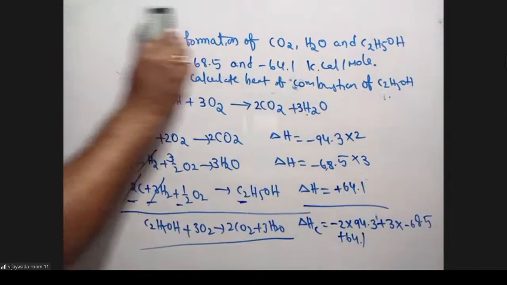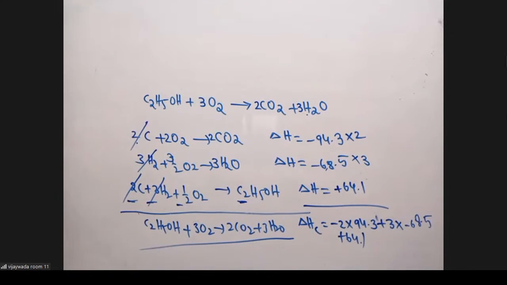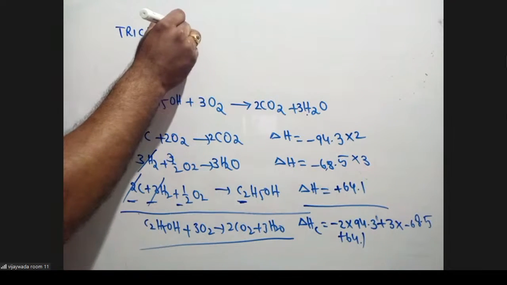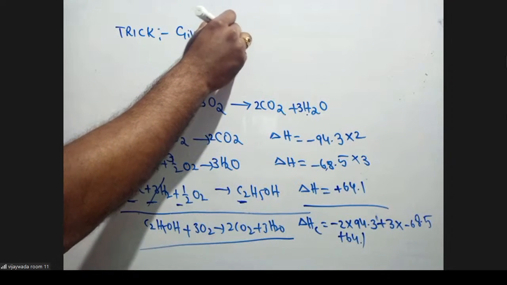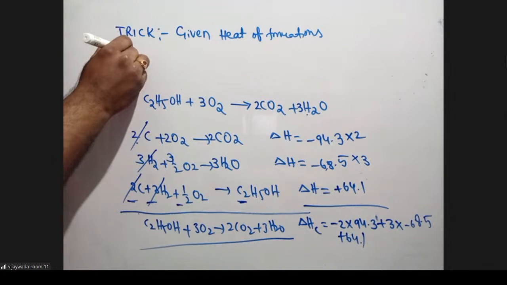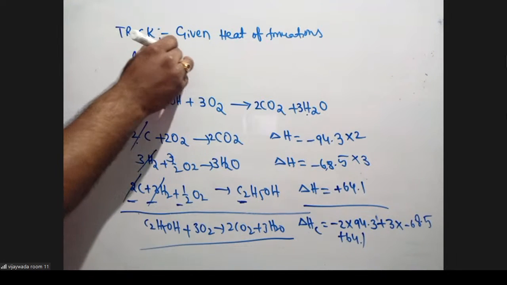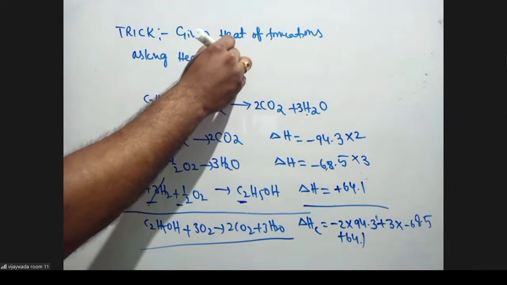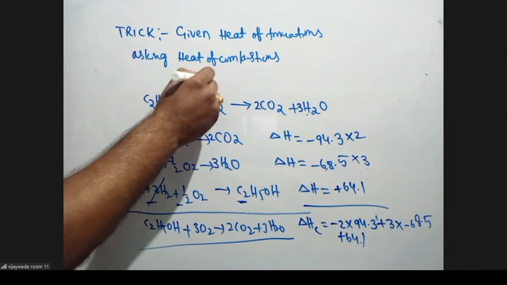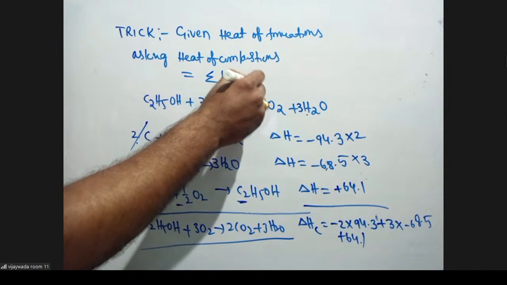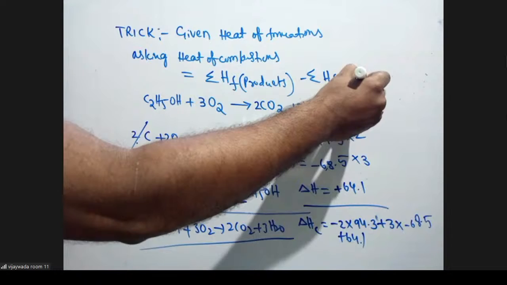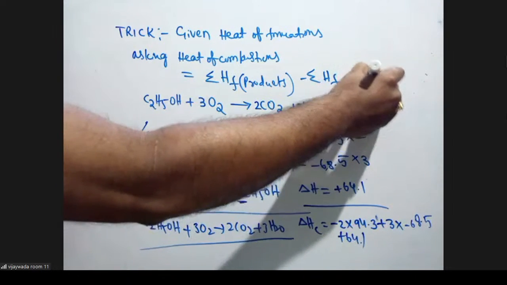Okay, right. And I'll give a very simple trick, students. The trick, a shortcut for this: if given values are heat of formations, and the question is asking for heat of combustions, then the formula is sigma heat of formations of products minus sigma heat of formations of reactants.